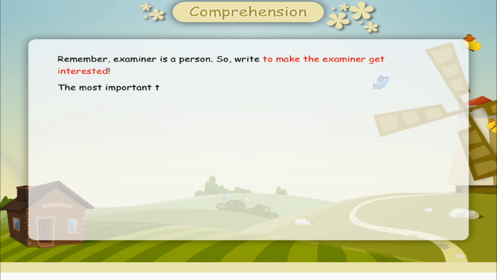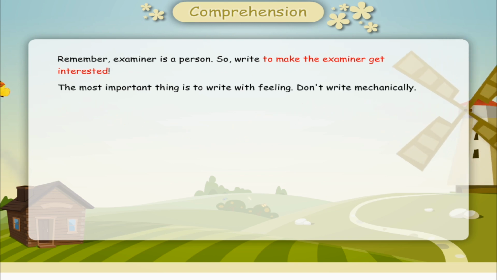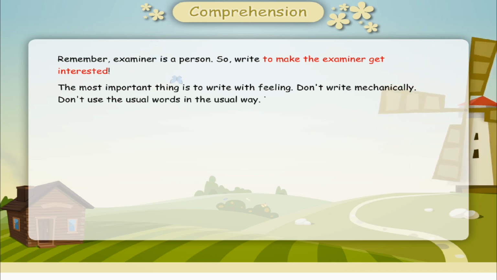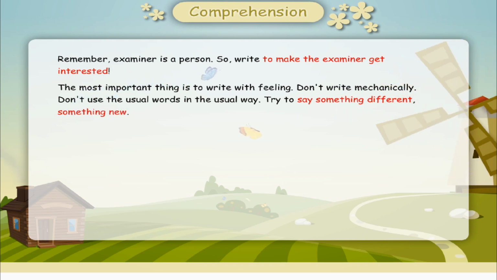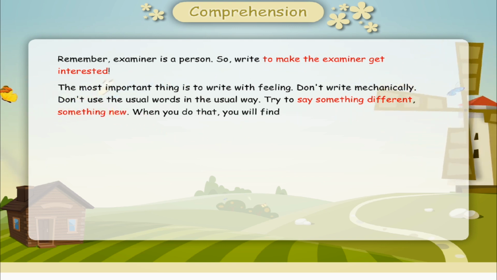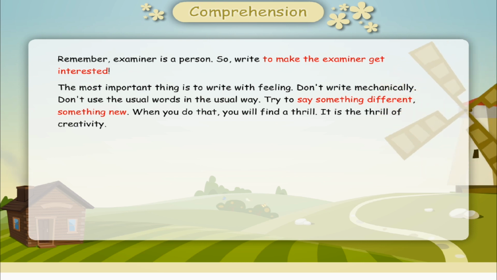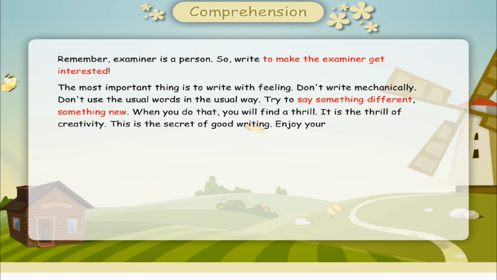The most important thing is to write with feeling. Do not write mechanically. Do not use the usual words in the usual way. Try to say something different, something new. When you do that, you will find a thrill. It is the thrill of creativity. This is the secret of good writing. Enjoy your writing.